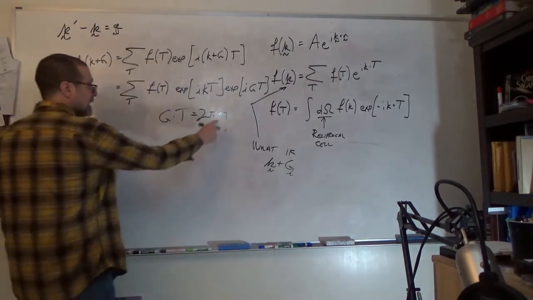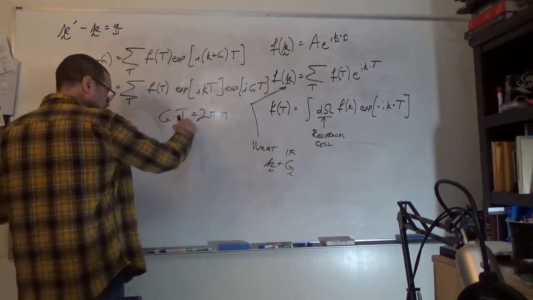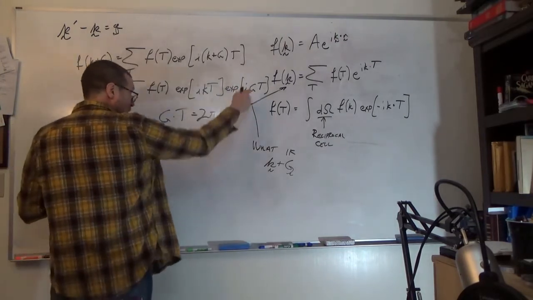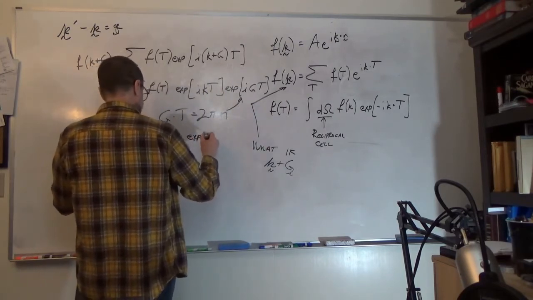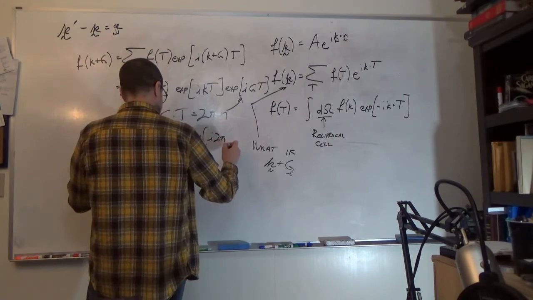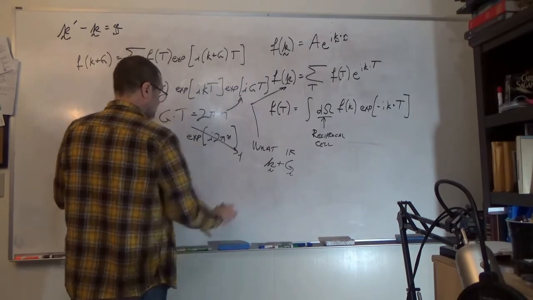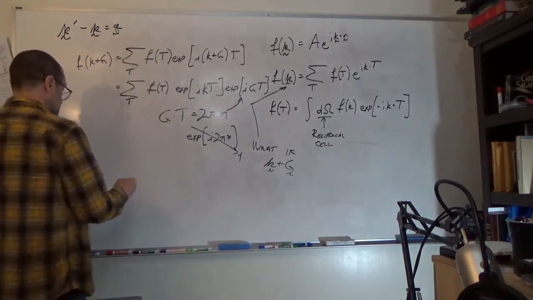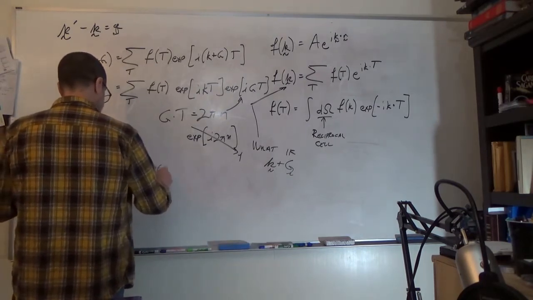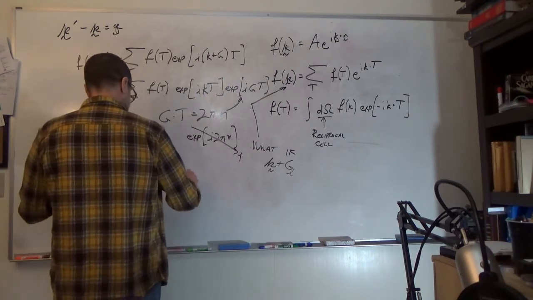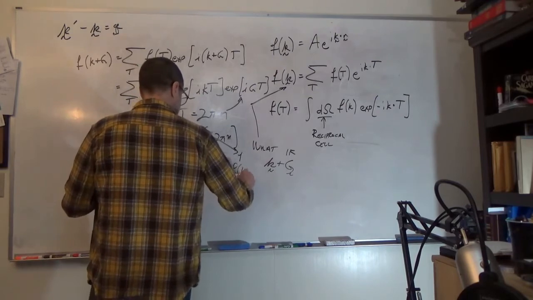The N is an integer, and the exact value of that depends on the exact value of G and T. But it doesn't matter, because 2 pi N going into this expression gives us e to the i 2 pi N, which is equal to 1, which returns the sum over T of F of T e to the i K dot T, which equals F of K.